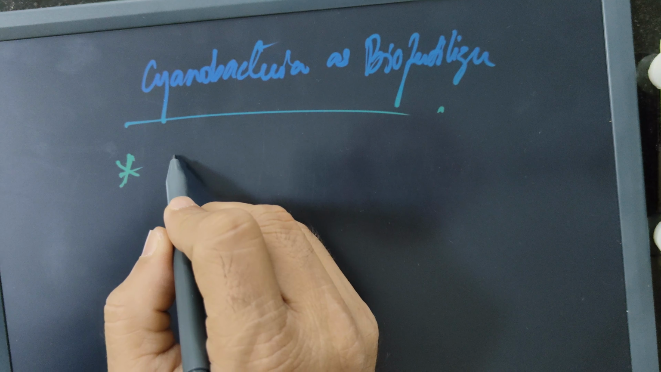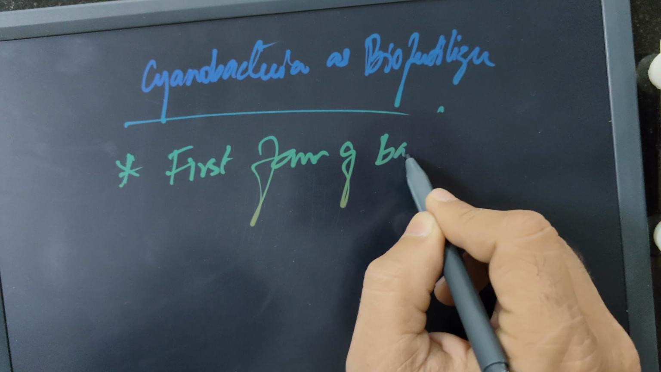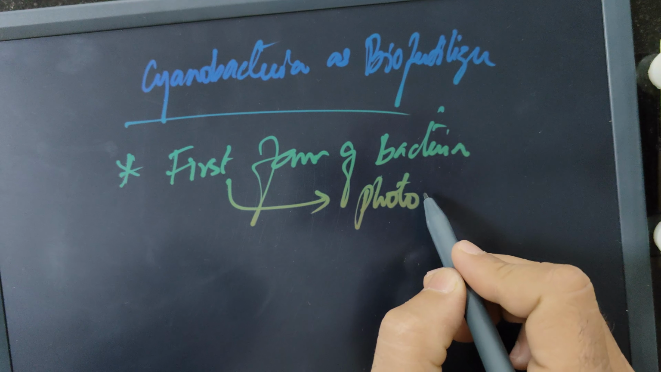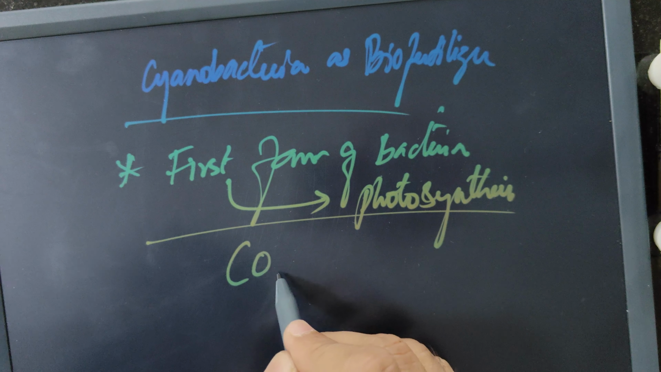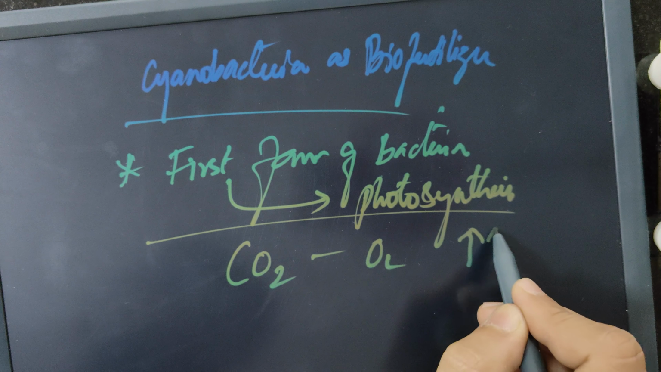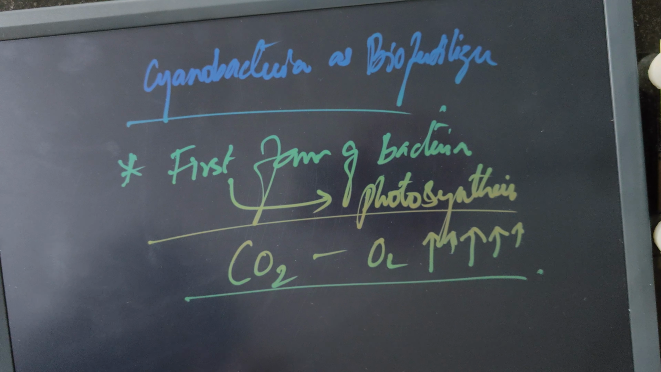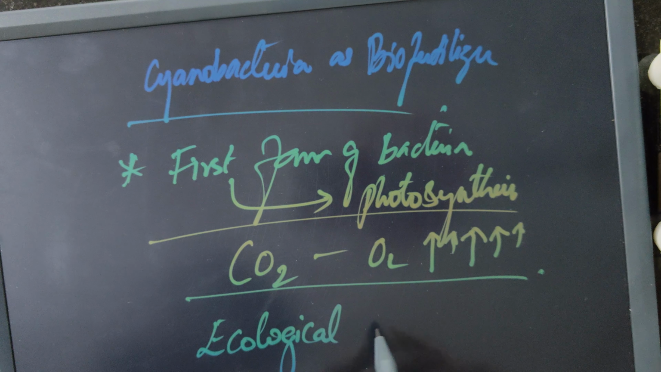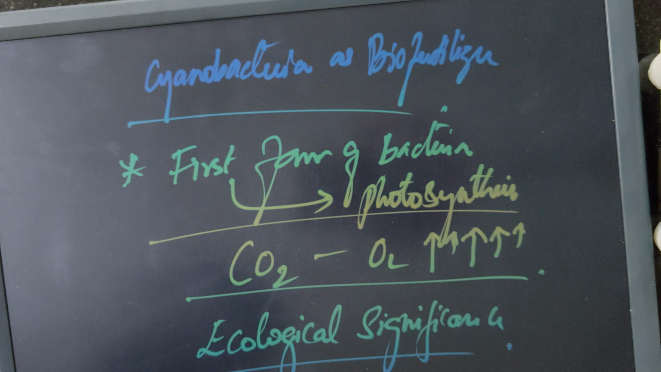Cyanobacteria are considered to be the first form of bacteria to carry out photosynthesis. They are capable of converting carbon dioxide to oxygen and increasing the oxygen level in the atmosphere. They have high ecological significance.